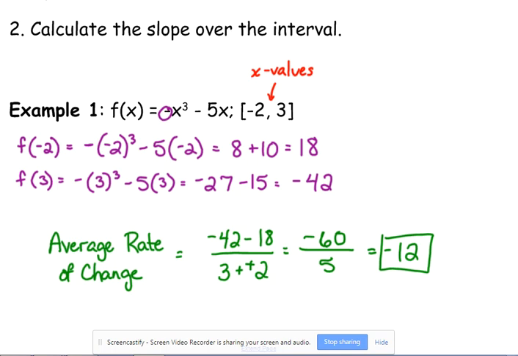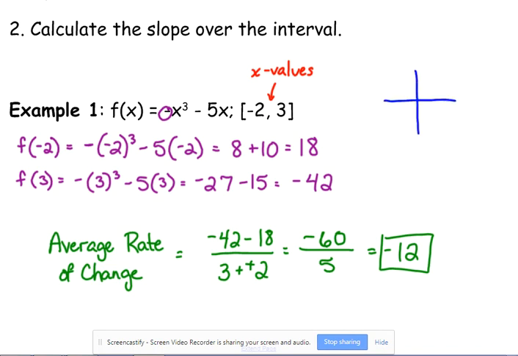Now, had we selected a different interval, not -2 to 3, maybe -7 to -4, or 3 to 5, you would have gotten a different answer, because the average rate of change is talking about, well, what's the average slope between these two x values? What's the average slope of this curve? So it depends on where on the curve you're at. We're talking about a cubic function here. This is just good review.